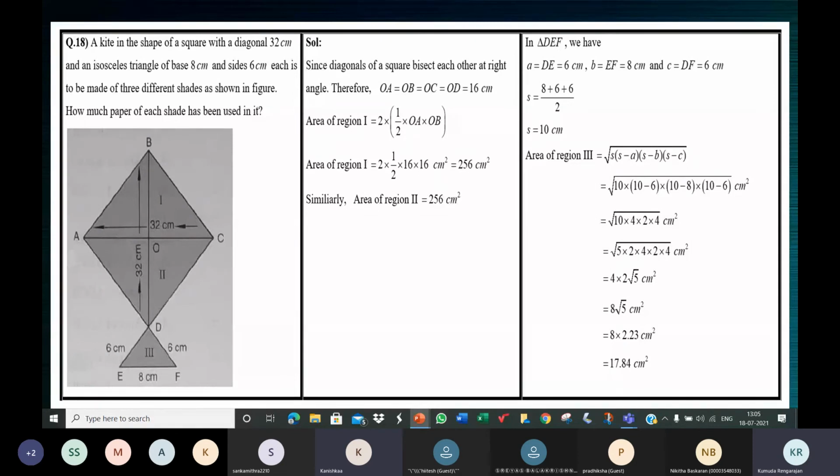Okay, ma'am, but if BCD is in a different color. Yeah, then you have to take the way you say. If BCD and ABD are in different colors, you'll have to find the areas of those regions. Okay, ma'am.